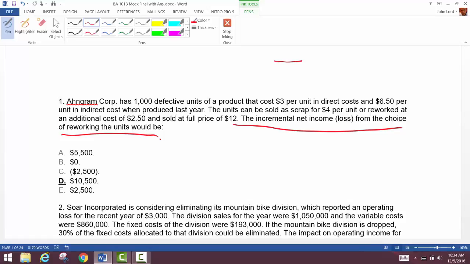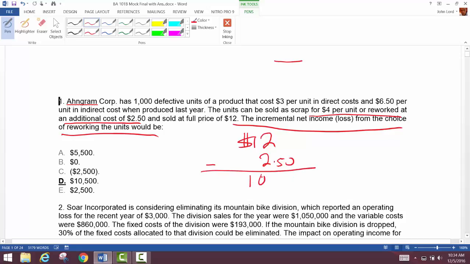They're just saying what happens if you have to rework these. And so if that's the case, you would go ahead and do what? Take the $12 per unit that you're going to be able to sell those for, minus what? Minus the cost for the rework at $2.50 per unit. Okay, so if I can sell them for 12, and I'm going to have to pay $2.50 per unit to rework, those are the only relevant costs, right?